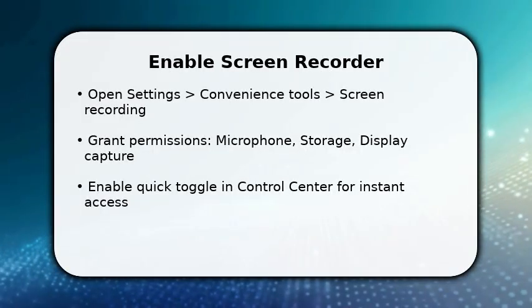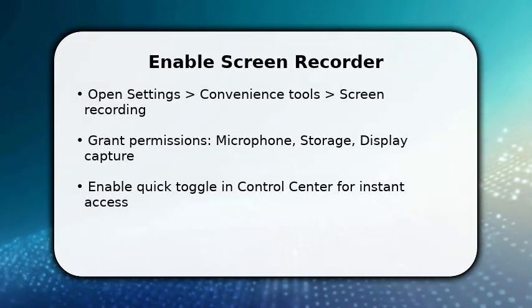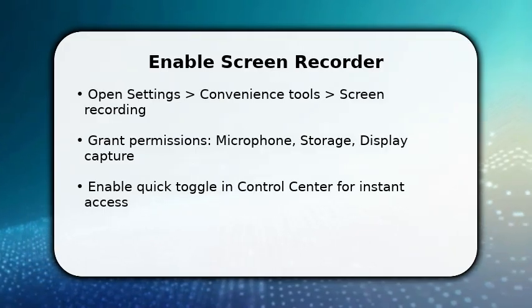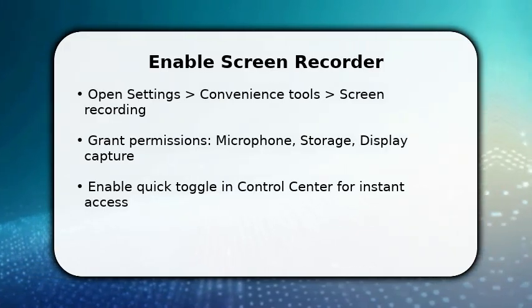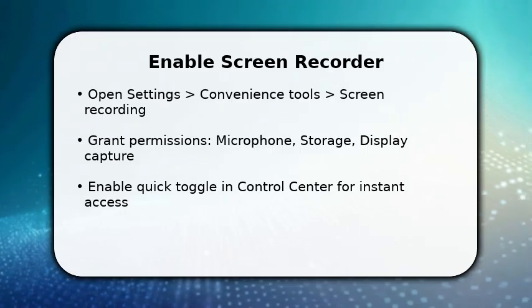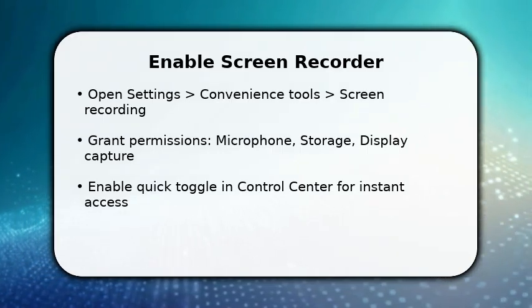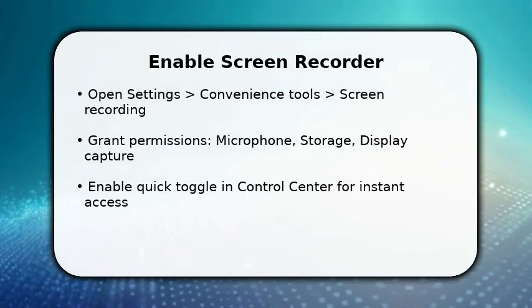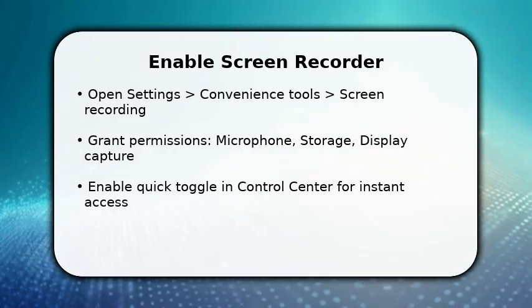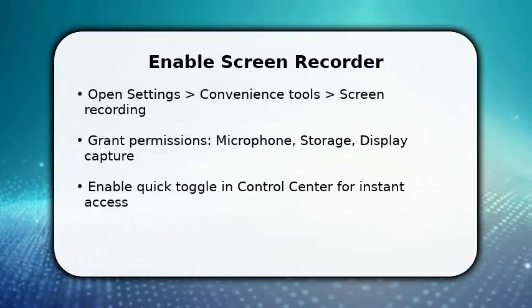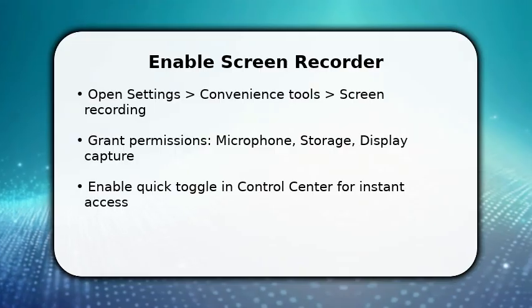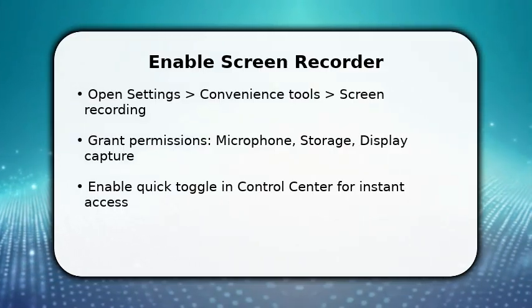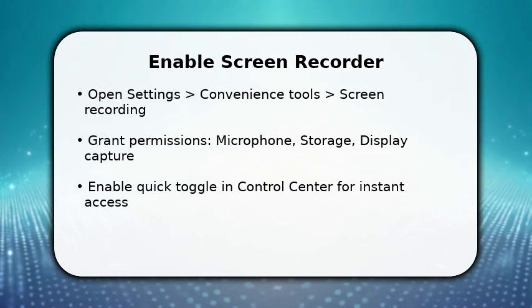You start by enabling the recorder so it's available when you need it. Open Settings, go to Convenience Tools, then Screen Recording. Grant microphone and storage permissions, and allow display capture so audio and video are recorded. Once done, add the screen recording tile to your control center or quick settings so you can start without digging through menus. This upfront step prevents permission prompts mid-recording and makes the process fast. You'll save time and avoid interrupted captures.